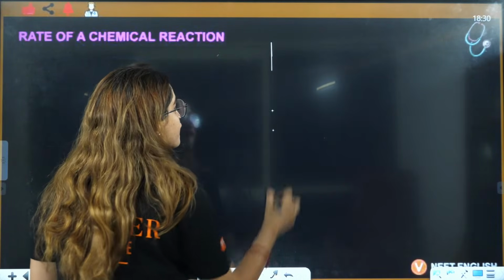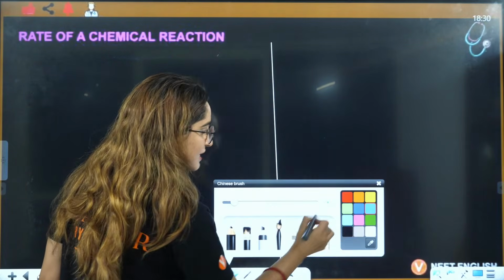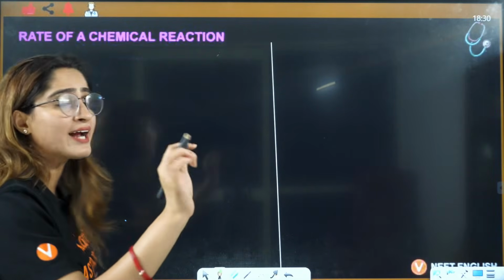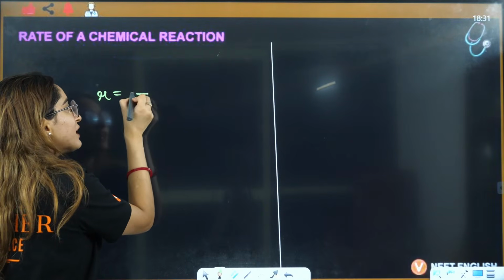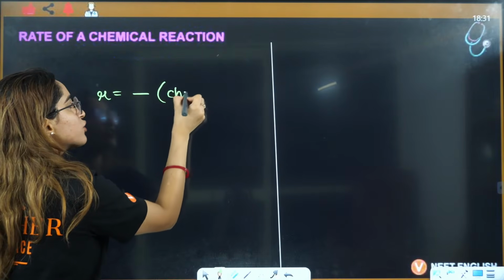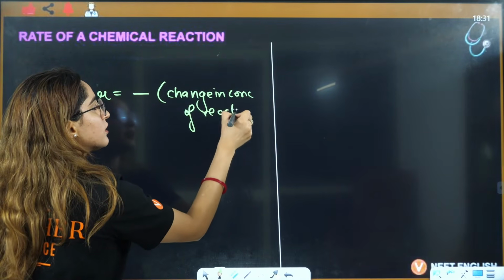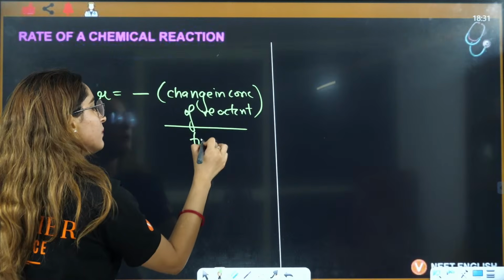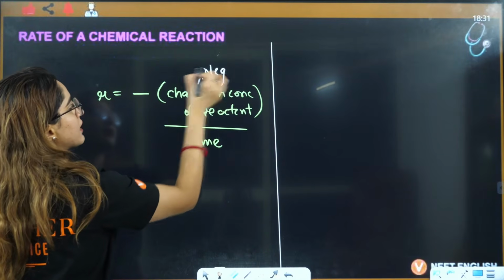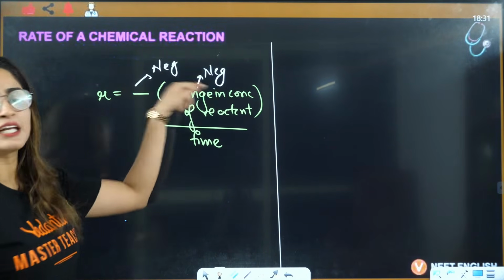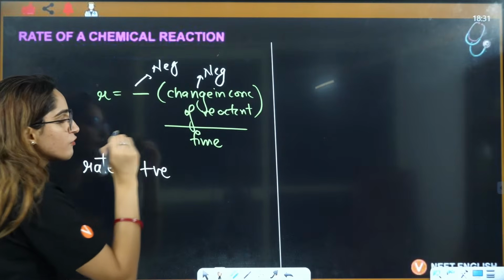That is the reason, students, understand this: when you are simply writing rate is equal to change in concentration of reactant by time, if I put a negative here, then this is also negative, this is also negative. So negative will make the overall rate positive, right?